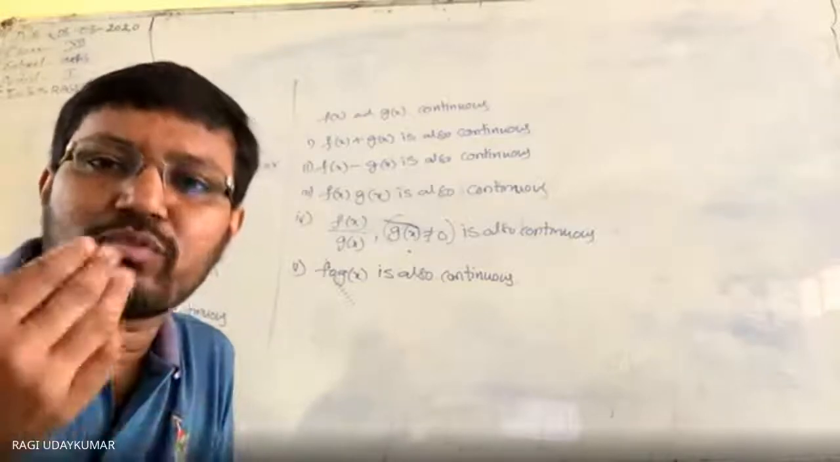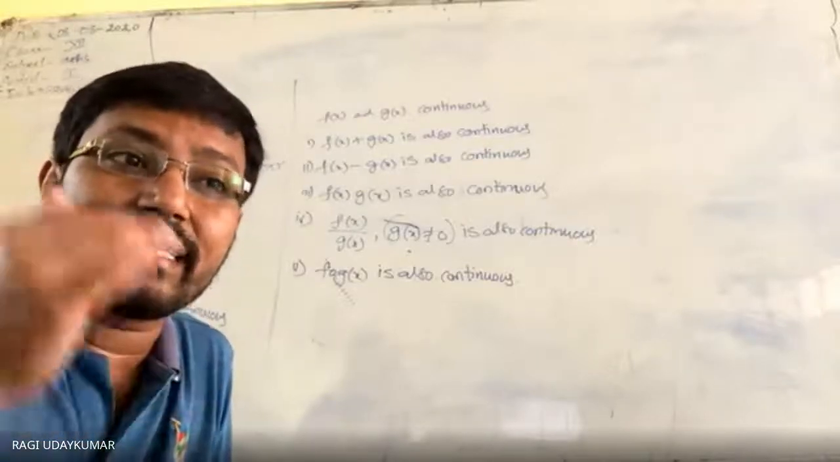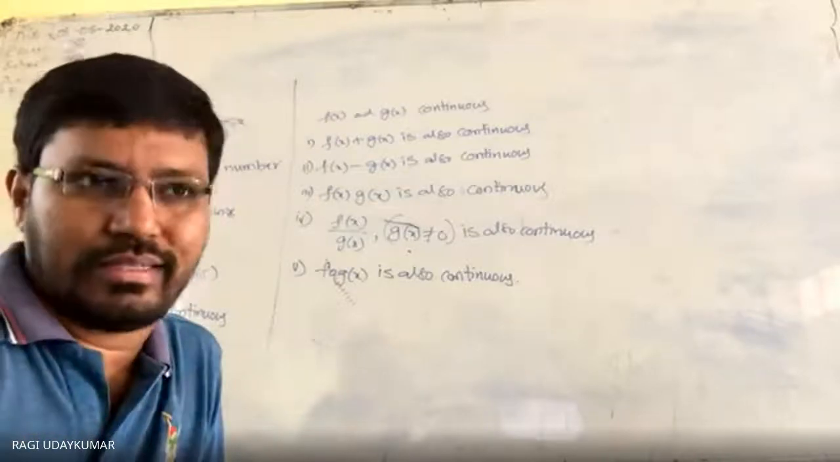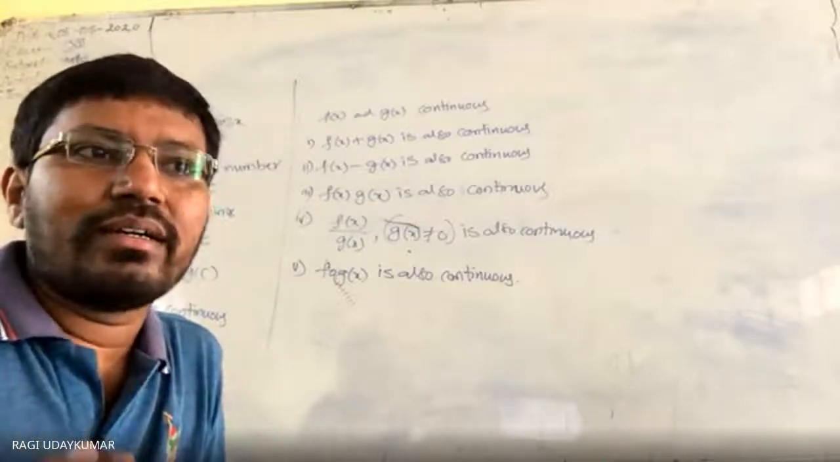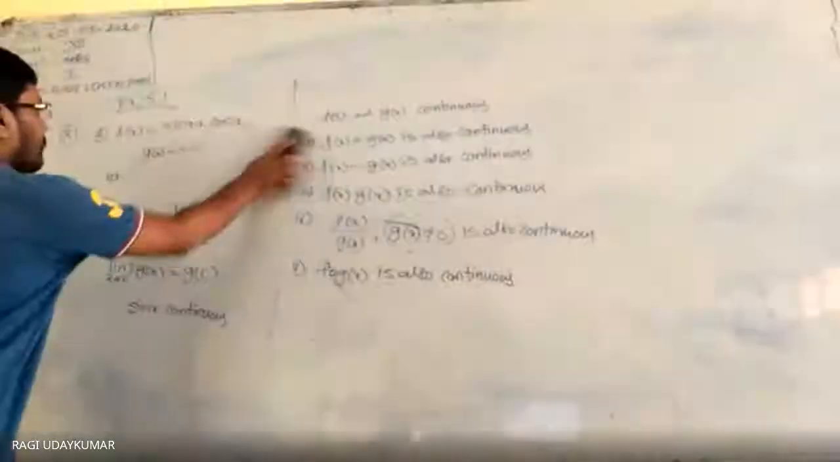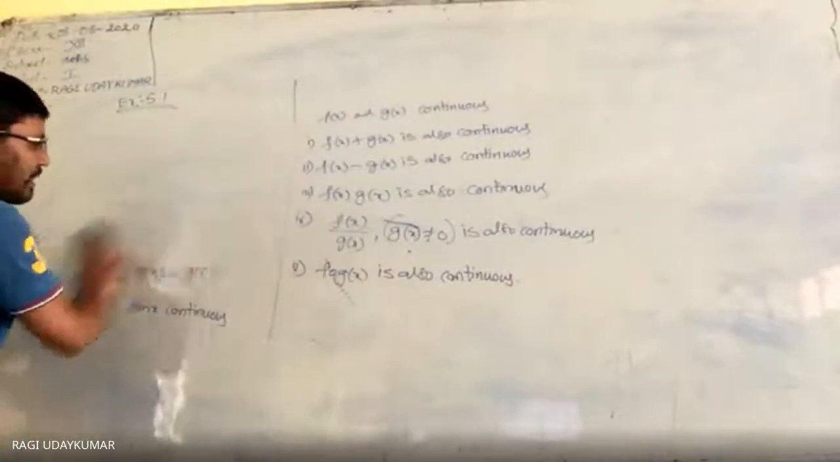Cot x is nothing but cos x by sin x, where sin x is not equal to 0. Except for those cases, in all the remaining cases it is continuous. So do remember the exceptional cases. I'll explain it very clearly.